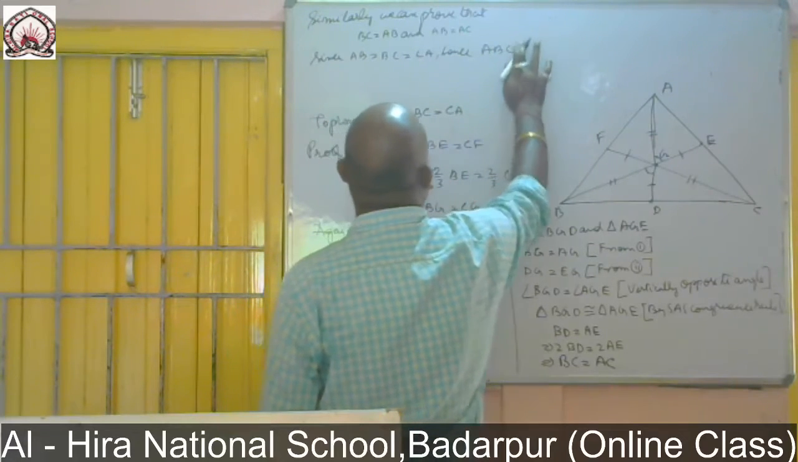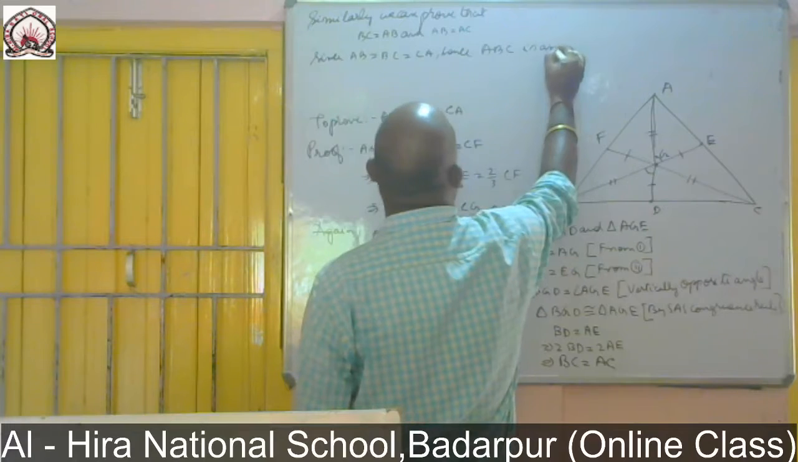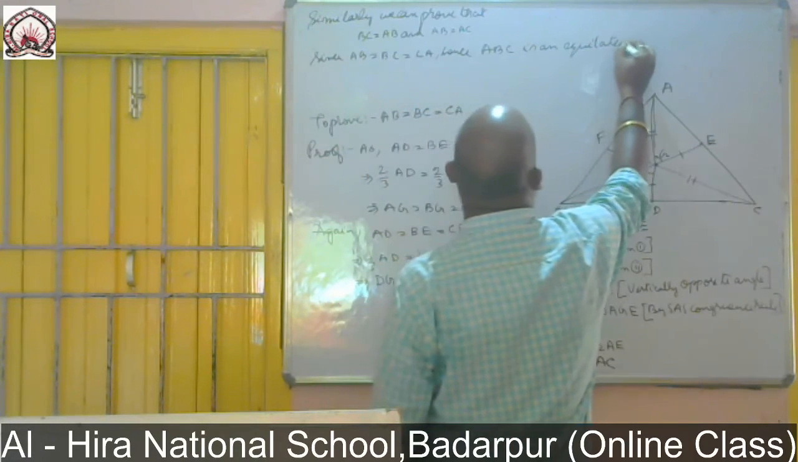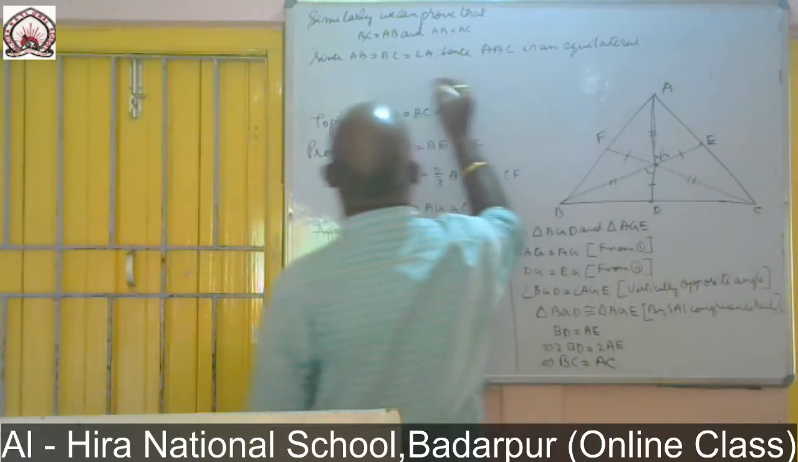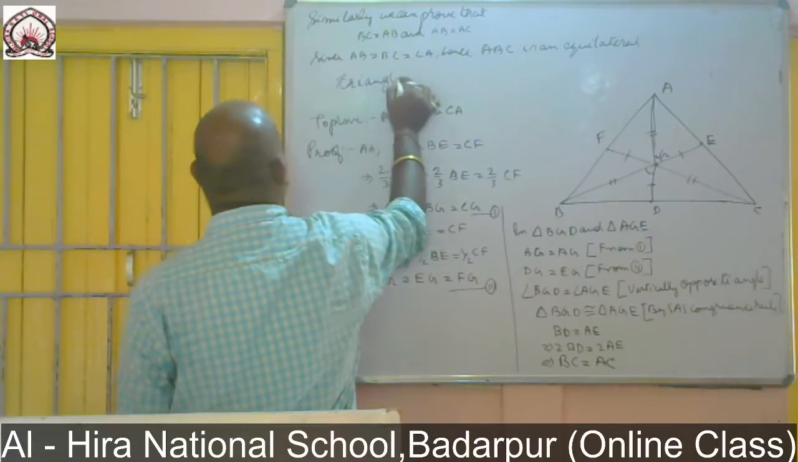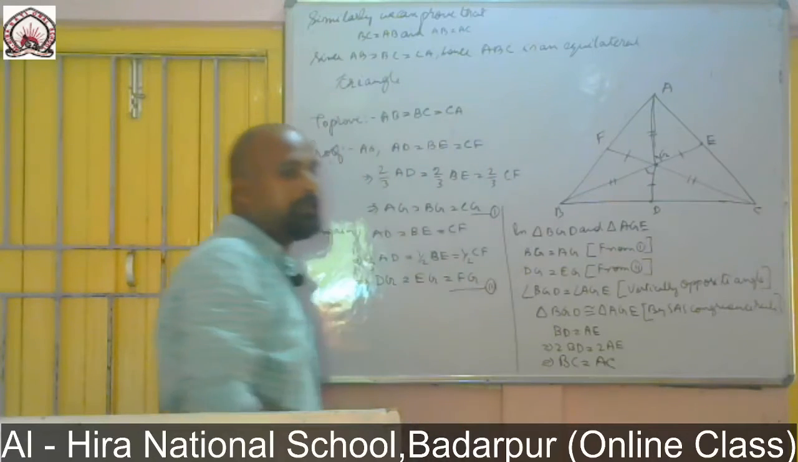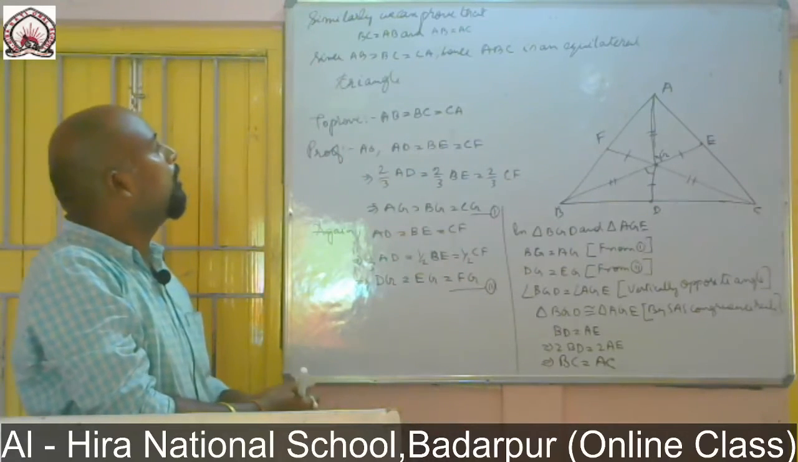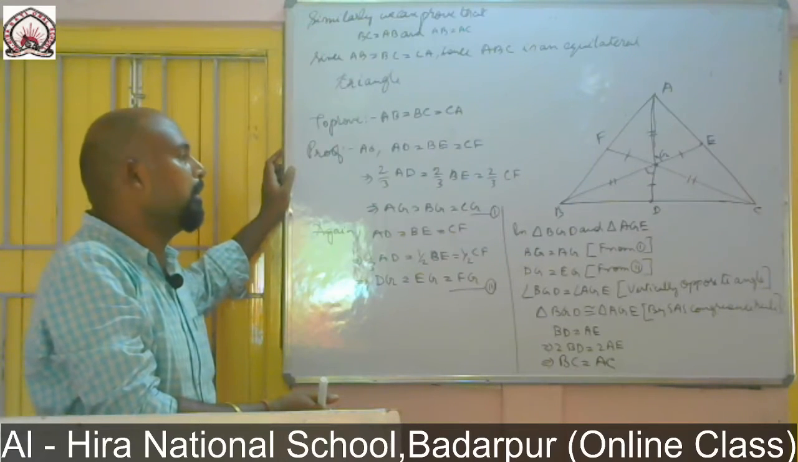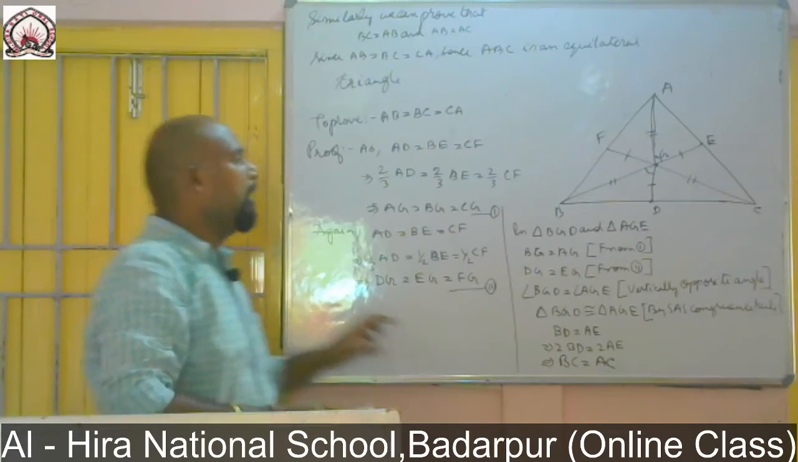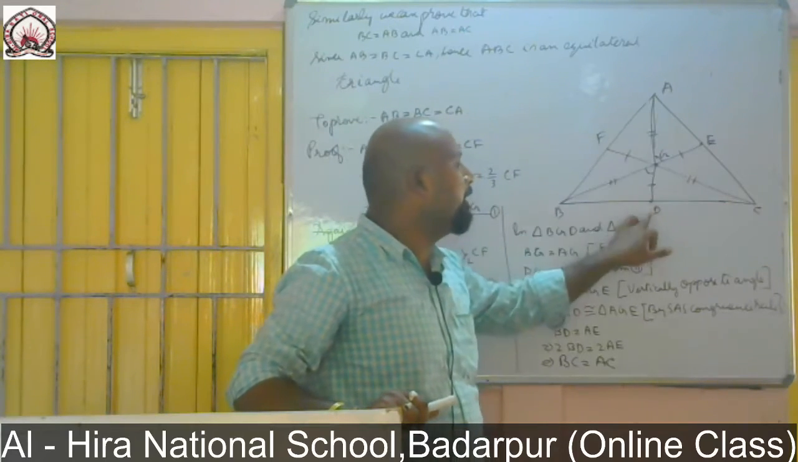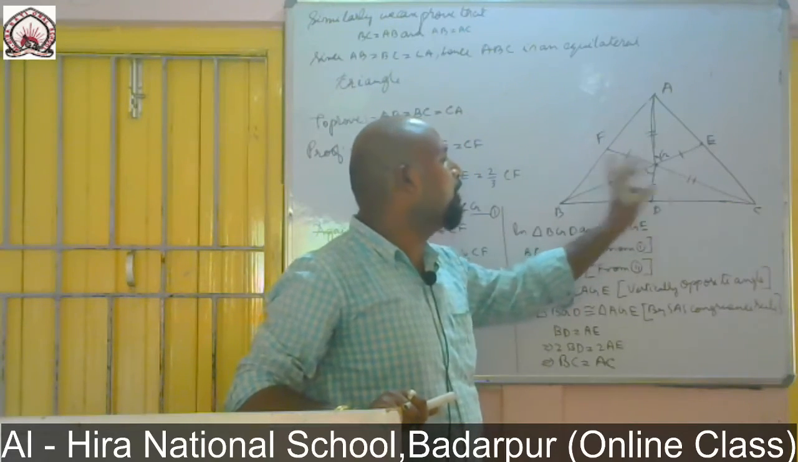ABC is an equilateral triangle. Since all the sides are equal, we can say that ABC is an equilateral triangle. Clear? Here, according to the question, AD equal to BE equal to CF.